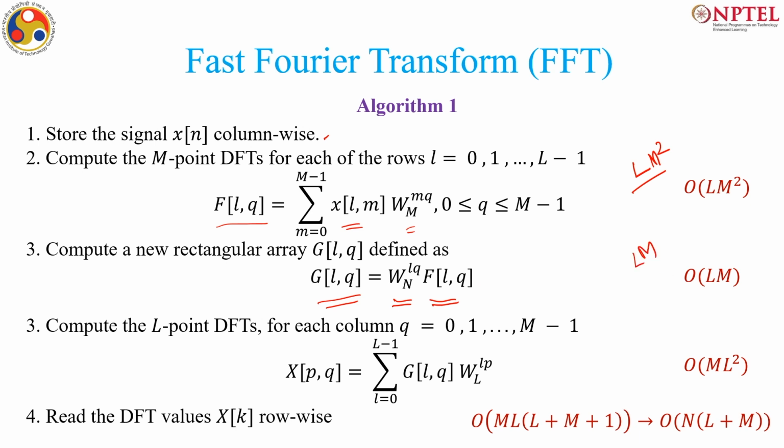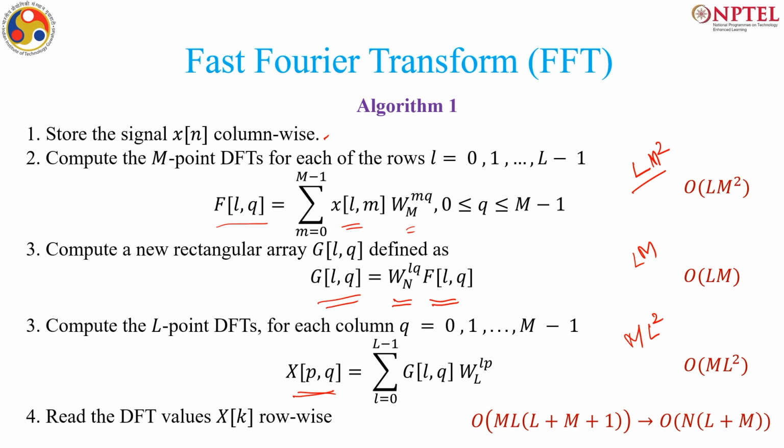What's next? Next, with this G of LQ we will do the L-point DFT of each column. Again, as I said, an L-point DFT will take L squared computations, and we are doing M such DFTs. So the cost will be M L squared, and finally we have this matrix X, which is the DFTs. We just need to now read out the values.